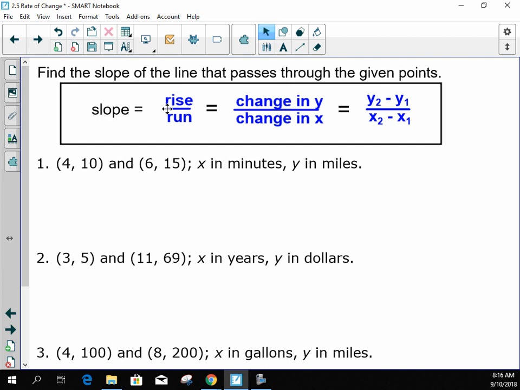However, with the warm-ups, you just do them. You look back at your notes. You don't just copy down what I do. And then you have the change in y over the change in x. So it's y2 minus y1 over x2 minus x1. That's your ordered pair. Look here.